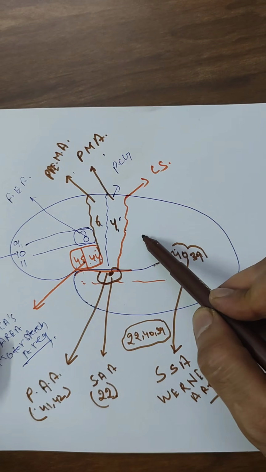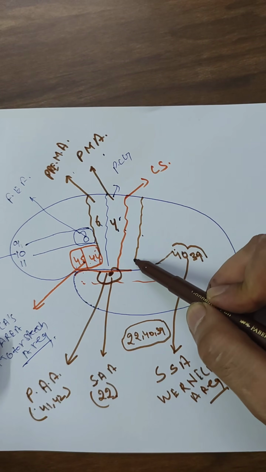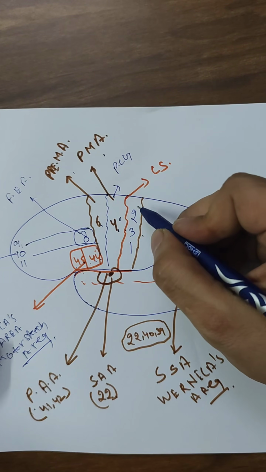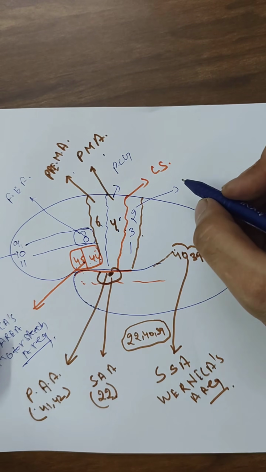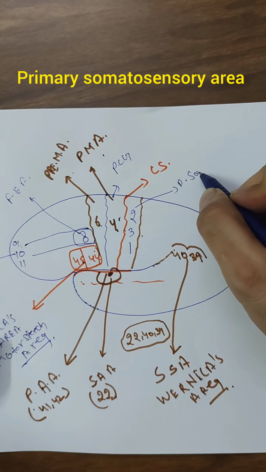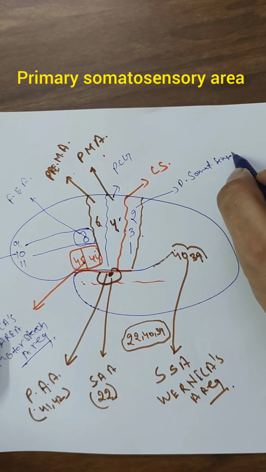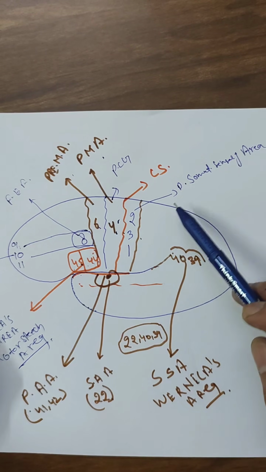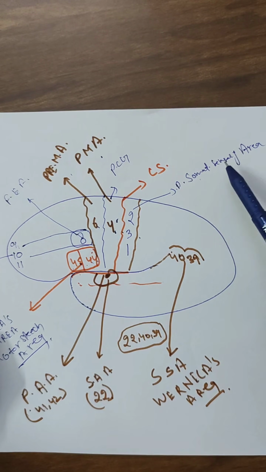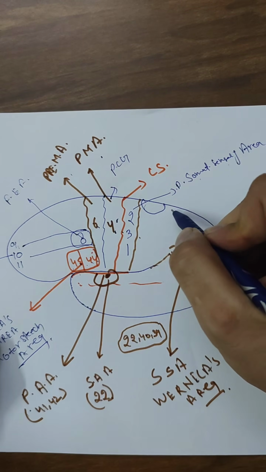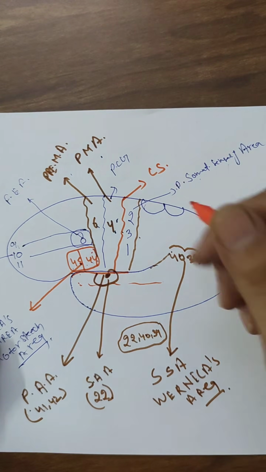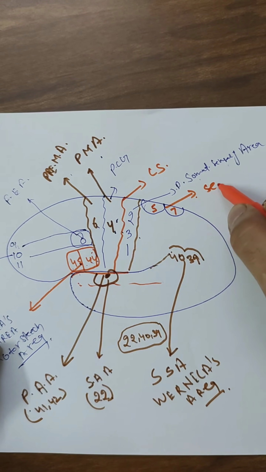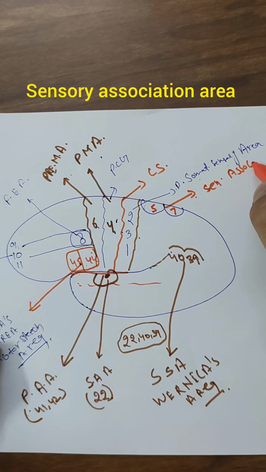So behind the central sulcus, here we have the post-central gyrus. Here we have area number 2, 3, 1. These are the primary somatosensory area. In the superior parietal lobule, here we have area number 5 and 7. These are the sensory association area.